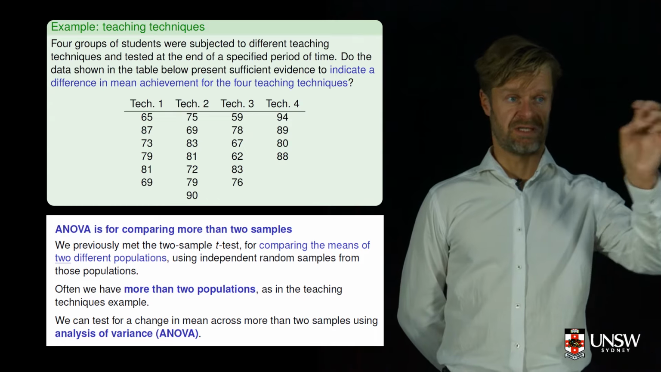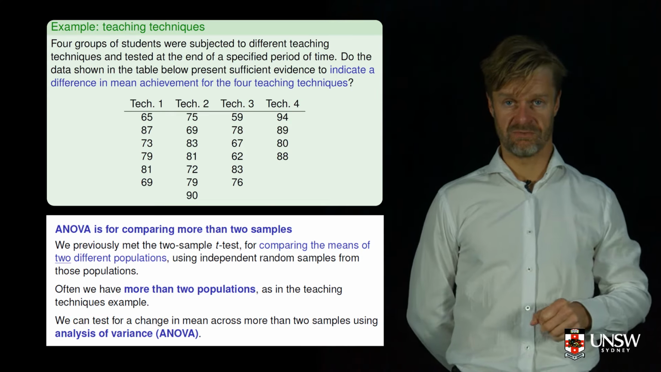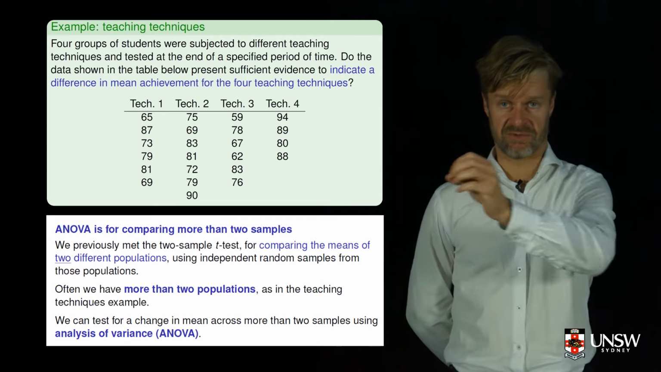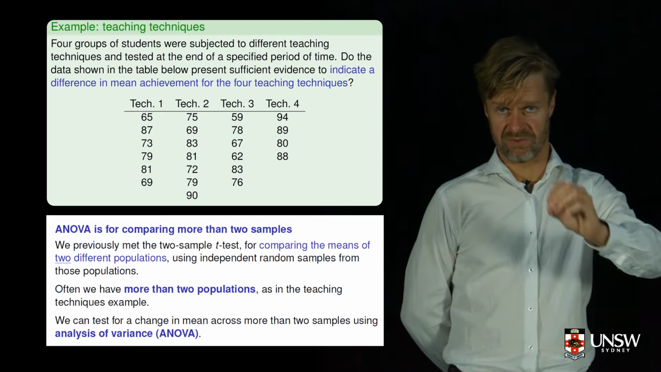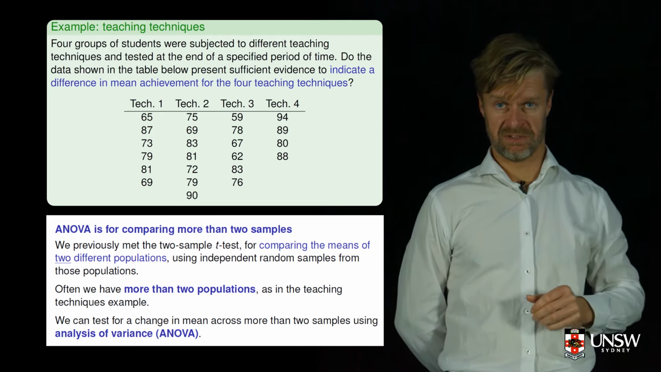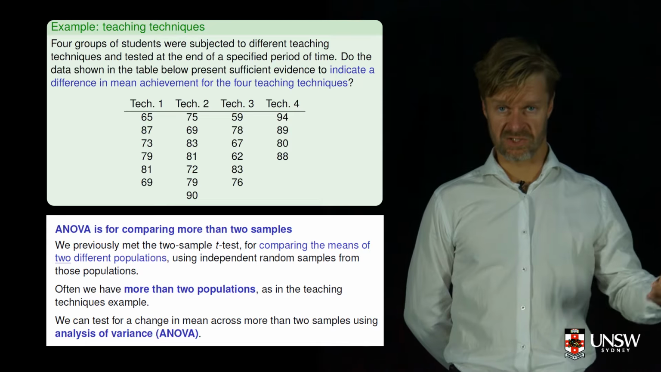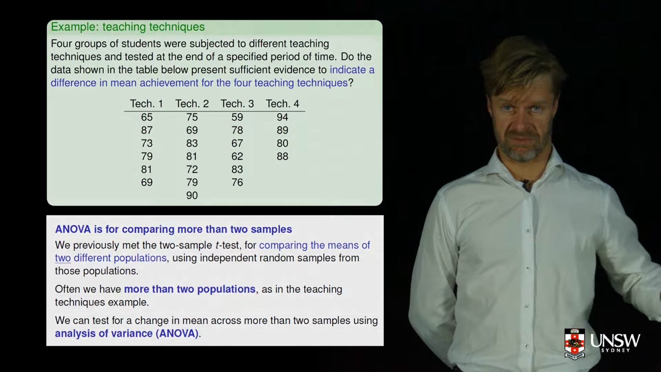Instead of saying, is the mean in the treatment the same as the mean in the control, we want to say, do we have evidence against the claim that the mean is the same across all four treatments? mu1 equals mu2 equals mu3 equals mu4. That's the only difference. We're basically doing an extension of two-sample t-test for multiple groups. And the method we use is called analysis of variance.